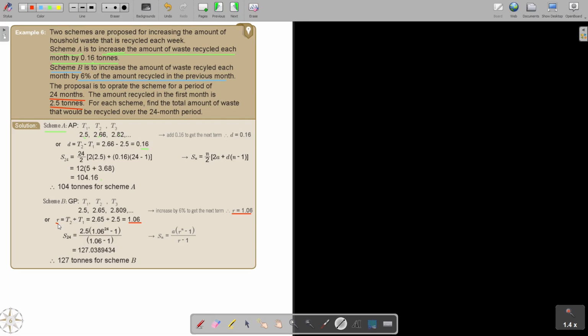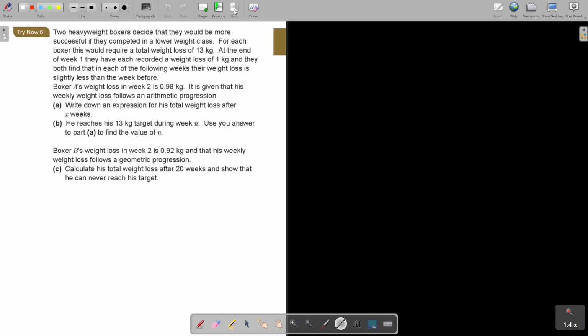They didn't ask you to compare which one is the best. If I look, I will say definitely Scheme B will be the best if they were asking, but in this case they just wanted you to work out the amounts for each scheme. Now I'm just going to go to that final one, and this is a practical sum. So don't be scared of the practical sums. Just read it very well and search for the APs and the GPs in the practical sums.